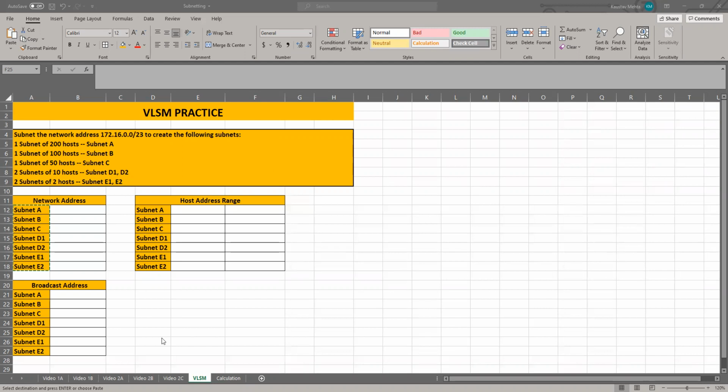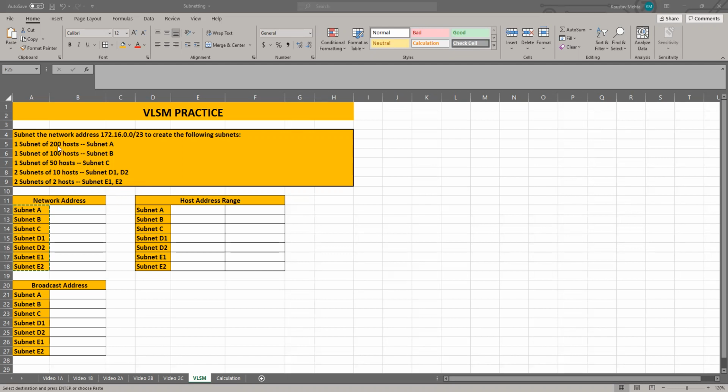We've got one example for the VLSM today. We're starting off with a network address of 172.16.0.0/23, and we need to create subnets. We need to create 7 subnets in total. The first subnet will be of 200 hosts, we're calling that subnet A. The second subnet is of 100 hosts, subnet B. The third one's 50 hosts, subnet C. The fourth and the fifth ones are of 10 hosts each, called D1 and D2. And the final two will be of 2 hosts each, called E1 and E2.